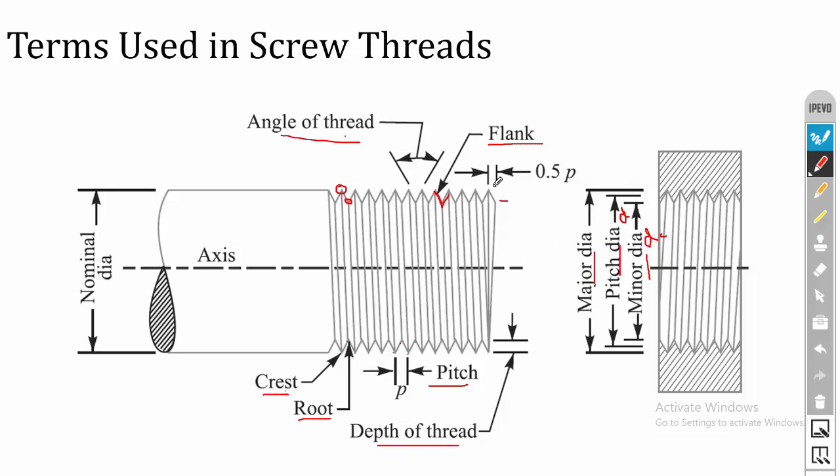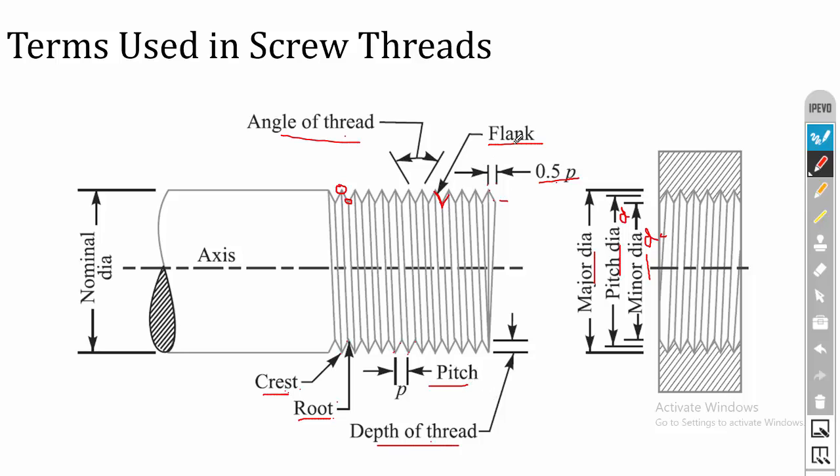Then we have half of the pitch, that is, the distance between crest and adjacent root is half of the pitch, 0.5 times the pitch. The terms are very important. The outermost point is the crest, the innermost point is the root, the vertical distance between crest and root is the depth of thread, and the horizontal distance between two adjacent threads is called the pitch.